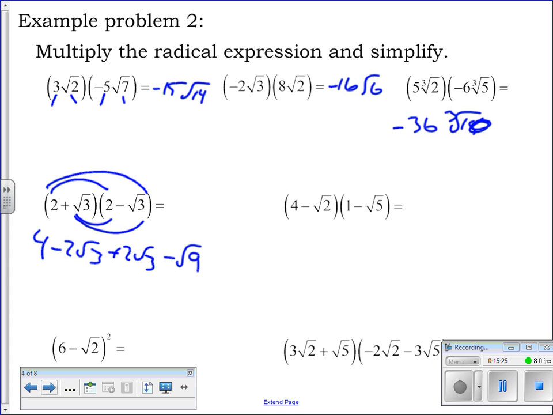All I've done so far is multiply. Now I want to simplify. Simplifying requires a little bit of extra work, but it's not a lot. The square root of 9 is what? 3. So if I have a perfect square like this, that's minus 3. Simplify any radicals I can simplify. Now combine up any like terms that I have. So I have 4 minus 3. What's 4 minus 3? 1. Negative 2 root 3 plus positive 2 root 3. How many root 3s do I have? None. So what's my answer?